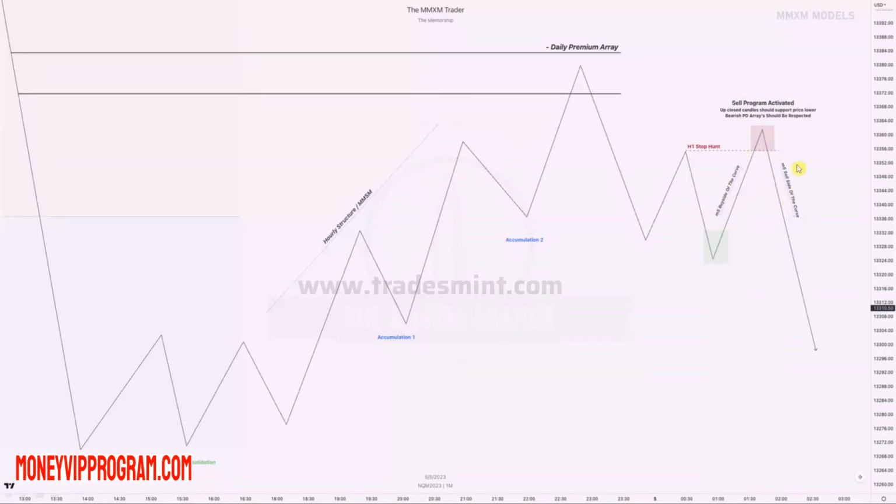So a sell program up here is activated. Up close candles should support price lower, and bearish PD arrays should be respected, right? Going into sell side of the curve and then eventually liquidating this original consolidation.